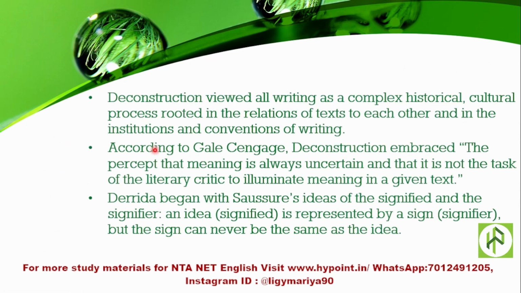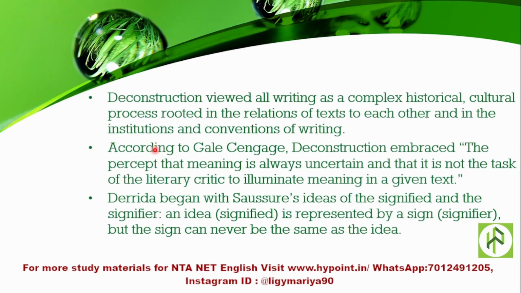Deconstruction viewed all writing as a complex historical, cultural process rooted in the relations of texts to each other and in the institutions and conventions of writing. So there is a historical, cultural process rooted in the writing of every work, in the relation of texts to each other, and in the institutions and conventions of writing. Every text produced is related to other texts and to the institutions, social conventions, culture and conventions of writing.